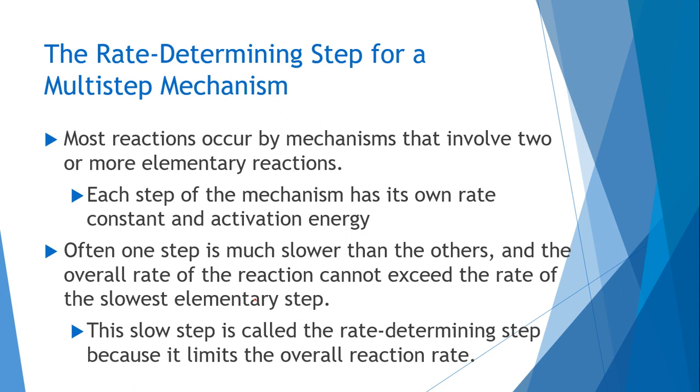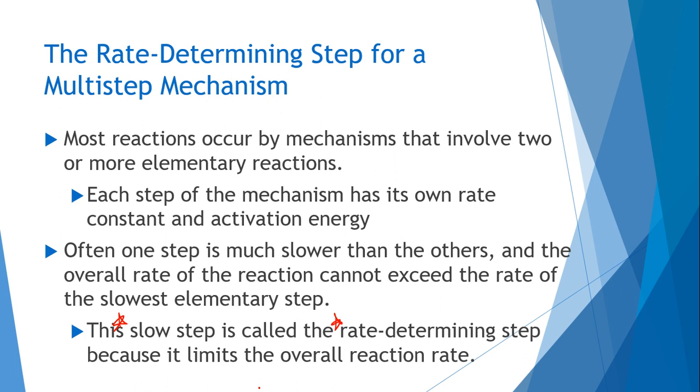Oftentimes, one step is a lot slower than the others, and therefore the overall rate of the reaction cannot exceed the rate of the slowest elementary step. It's kind of like traffic. If traffic is backed up or slow, it's going to dictate the speed on a highway if you're not able to get past the backed up cars. So this slow step is called the rate determining step because it's going to determine the rate of the overall reaction.